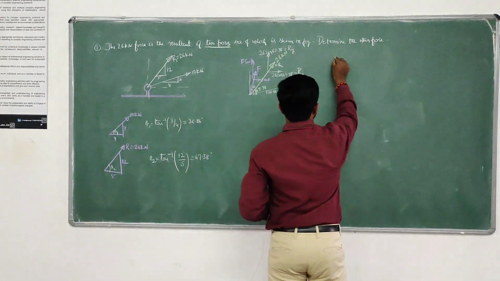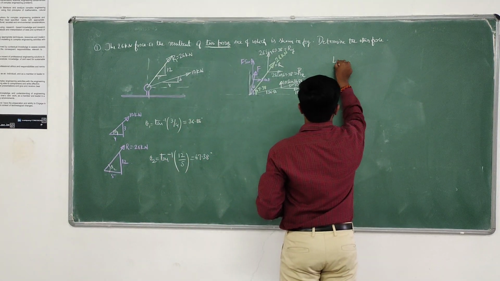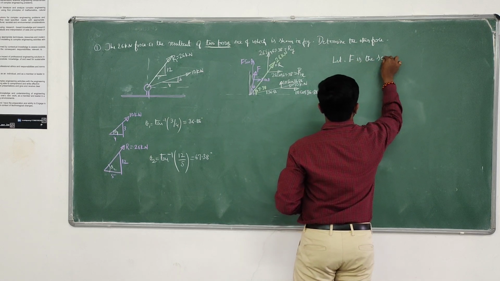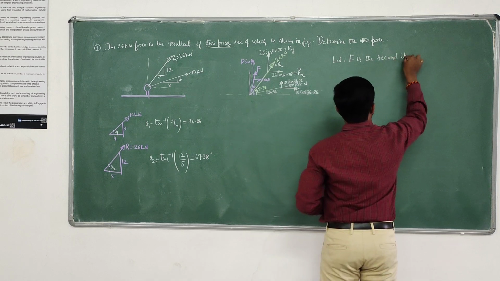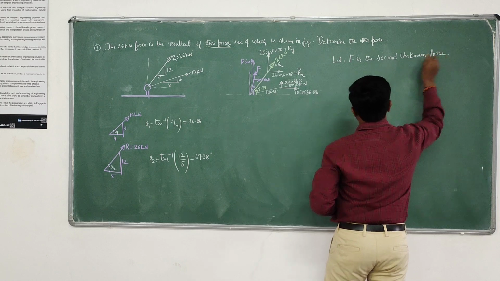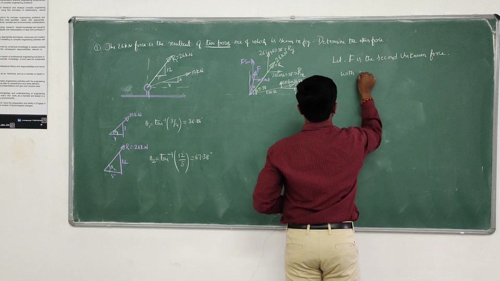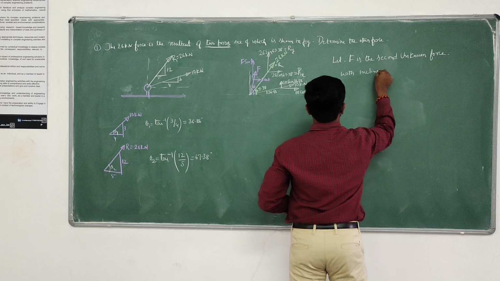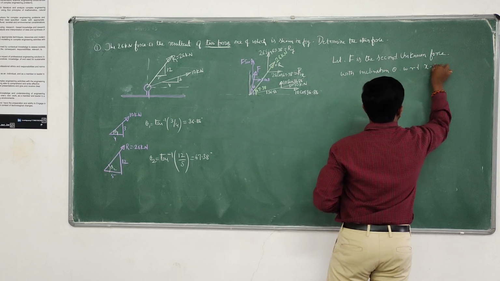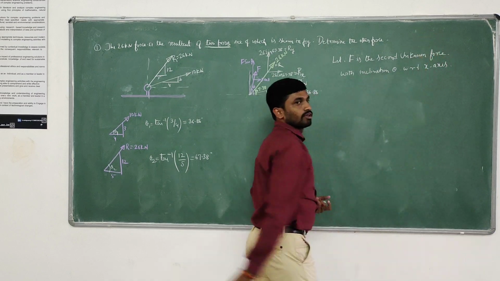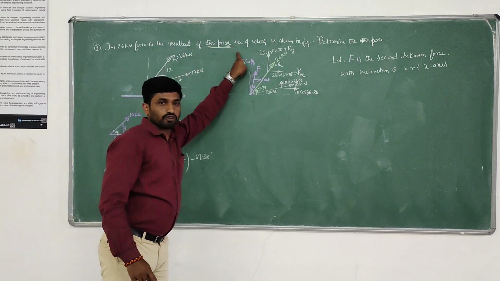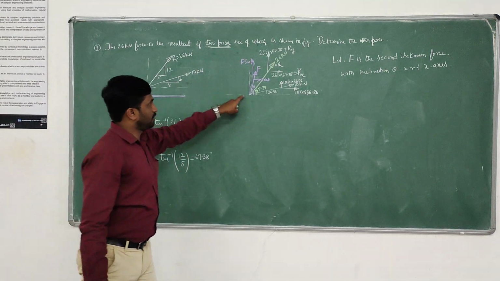Let's take a short note: let F be the second unknown force with inclination theta with respect to the x axis. So 26 kilonewton is the resultant of two forces, one of which is 10 kilonewton. The second force is F.